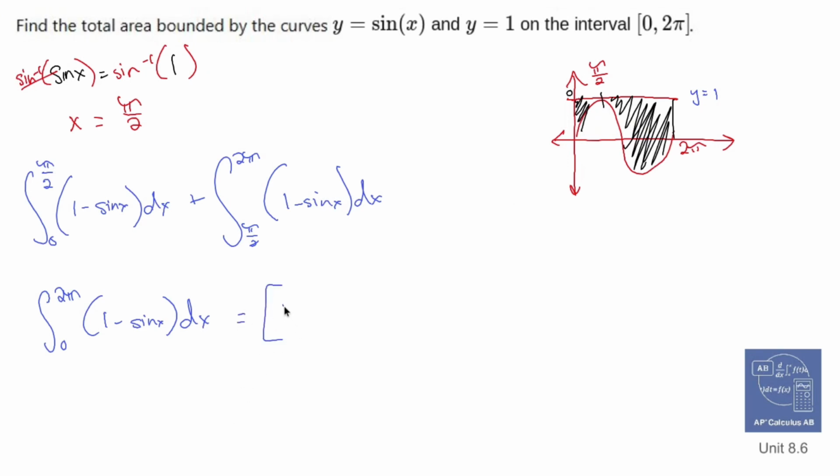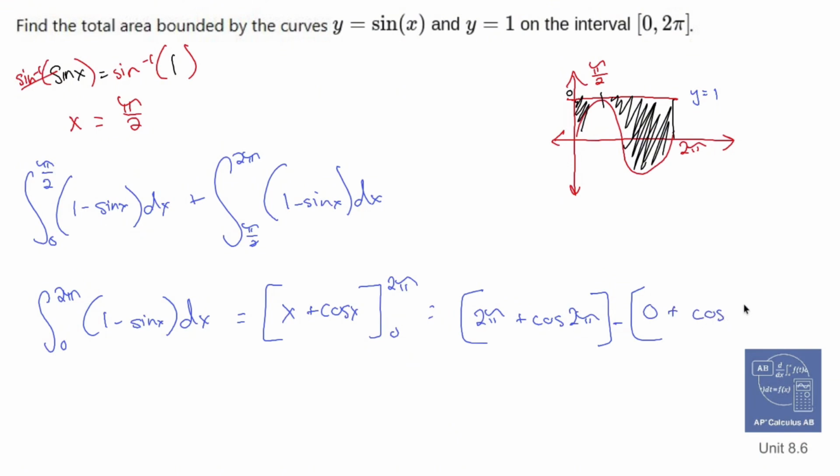The integral of 1 is x. The integral of sine x is negative cos x, so negative of negative cos x is positive cos x. And my limits are 0 and 2 pi. So once I set this up, I get 2 pi plus cos 2 pi minus 0 plus cos 0.